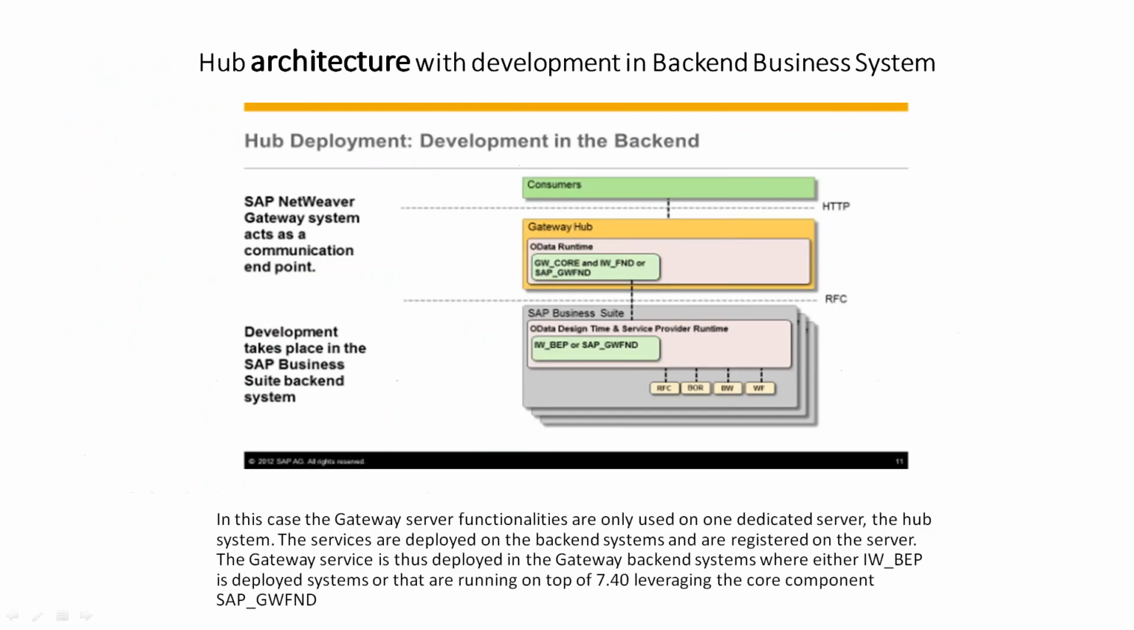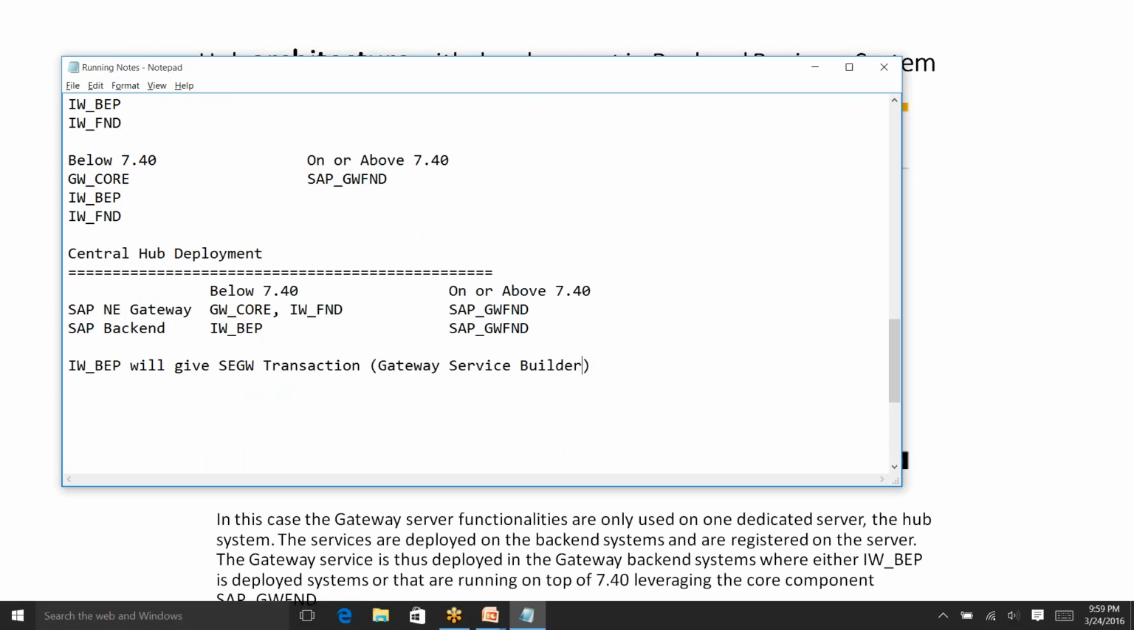I mean, it is not available in the gateway system, because we are going to develop these services in the backend system. We are not going to develop these OData services in the gateway system. We are going to develop them in the backend business system, but we are going to access them through the gateway system. We are going to register those services in the gateway system. So if anybody wants to use them, they are going to hit the gateway system.